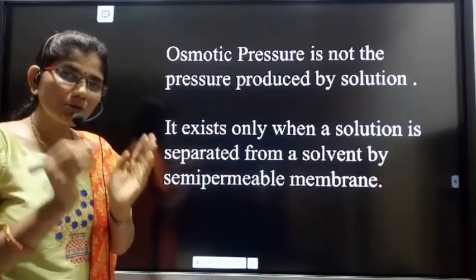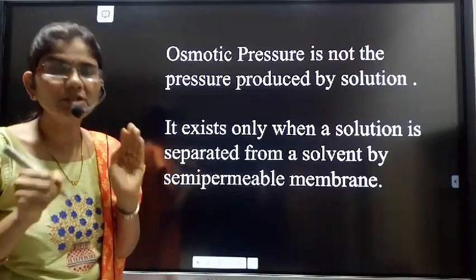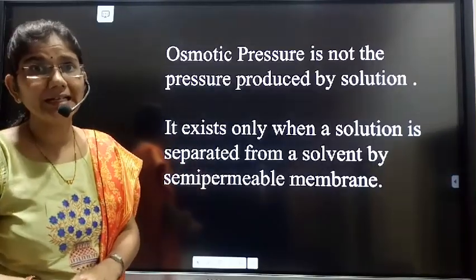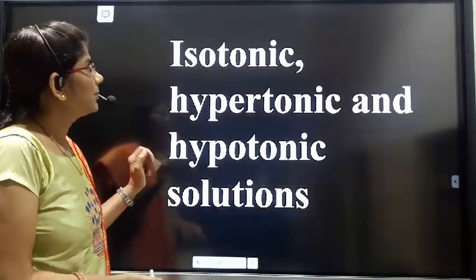Means to stop osmosis, the external mechanical pressure that we apply on the solution side is called the osmotic pressure.